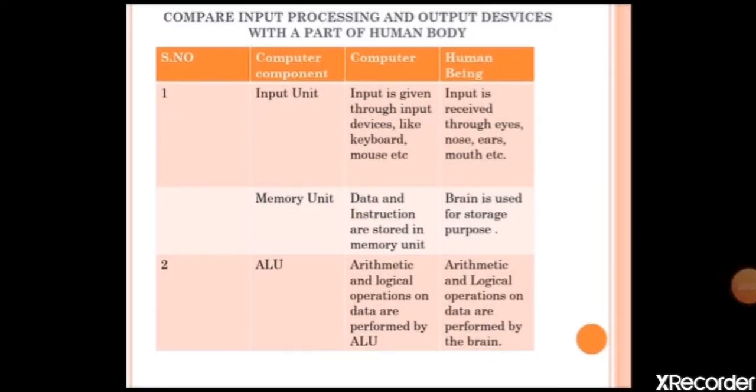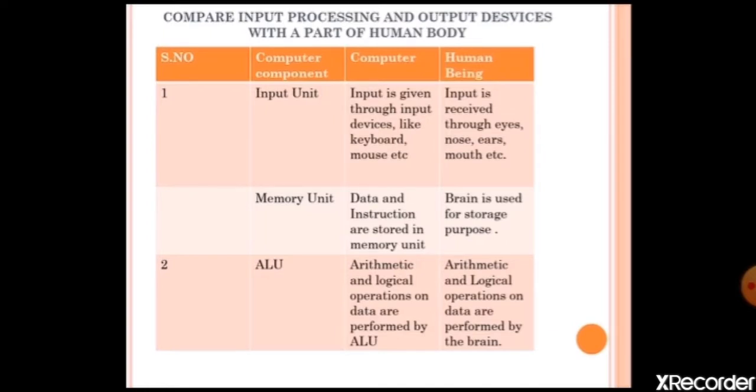Now we will compare input, processing and output devices with parts of the human body. First, input unit. Input is given through input devices, as you know, like the keyboard or the mouse. In the human body, input is received through your eyes, nose, ears or mouth. Second is the memory unit. The data and instructions are stored where? In the memory unit. If we compare with a human being, the brain is used for storage purposes.